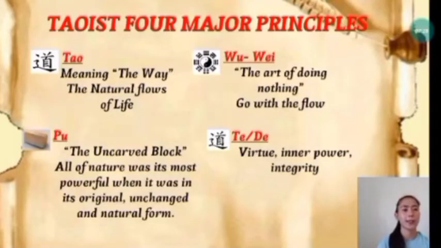Taoism has four major principles. Tao, meaning the way, the natural flow of life. Pu, the uncarved block: all of nature was at its most powerful when it was in its original, unchanged, natural form. Wu Wei, the art of doing nothing, go with the flow. Te or De, virtue, inner power, integrity.